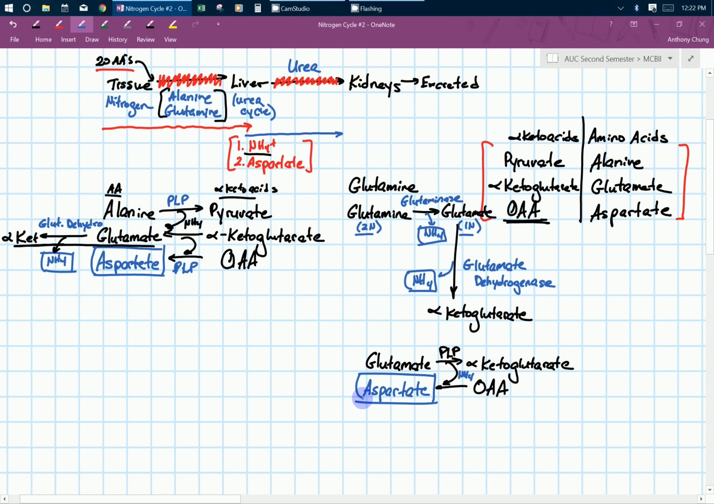So those are your end products. So this nitrogen over here, this aspartate over here, this nitrogen coming from here, this nitrogen coming from here, and this nitrogen coming from here. You'll know that alanine can become some sort of aspartate or ammonia, and you know that glutamine can become some sort of ammonia or aspartate. So now we have to send this into the urea cycle, and that's what I'm going to do in my next video.